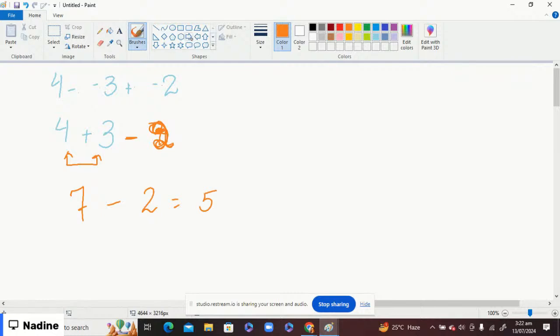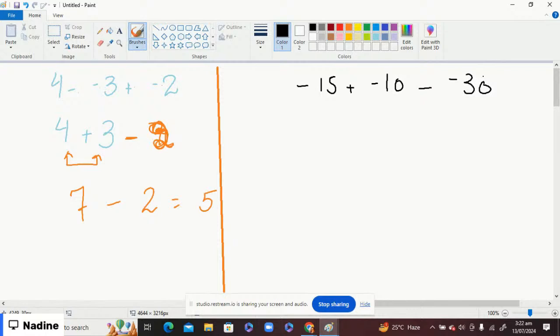If I write it here, for example, minus 15 plus into minus 10 minus into minus 30. So how can we solve this question? Everyone tell me what we do first. You all take your notebook and pencil and write down all the questions and then just send me the answer in the chat, okay?